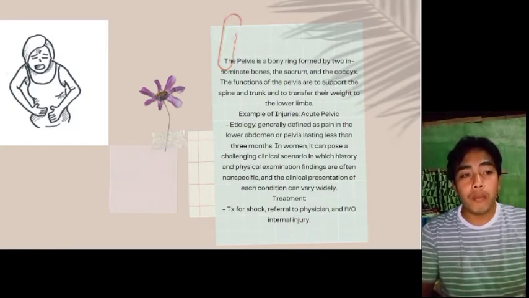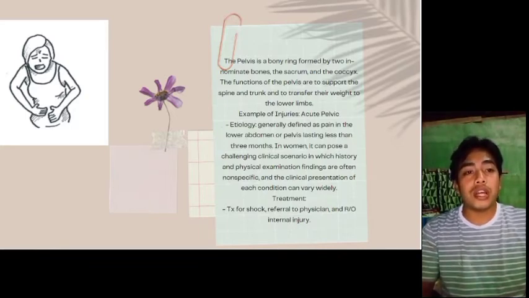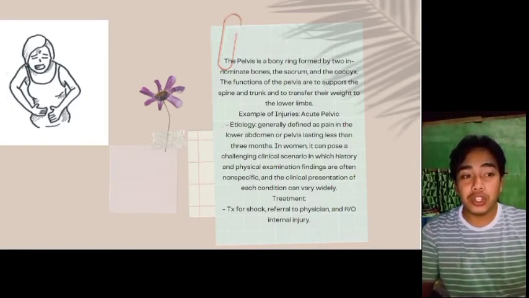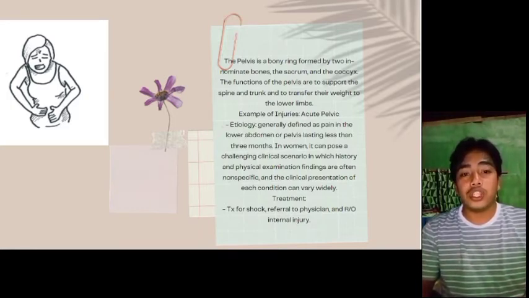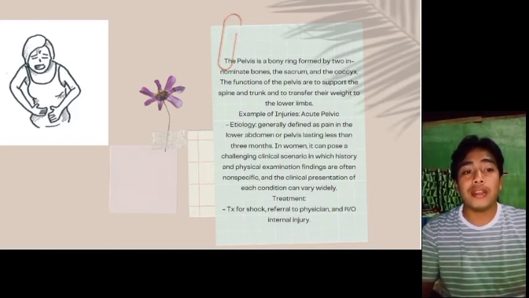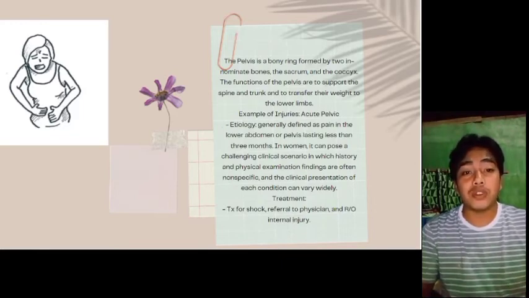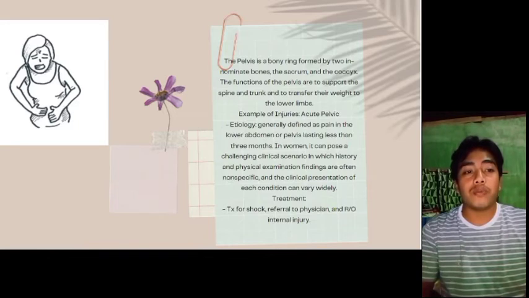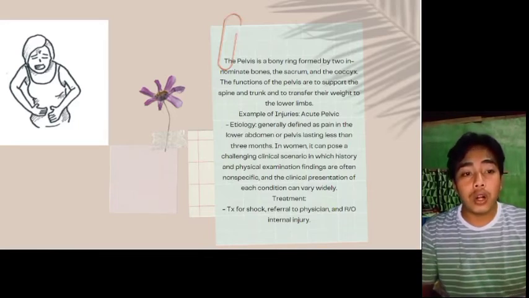In women, it can pose a challenging clinical scenario in which history and physical examination findings are often non-specific, and the clinical presentation of each condition can vary widely. Treatment: treat for shock, referral to physician, and rule out internal injury.